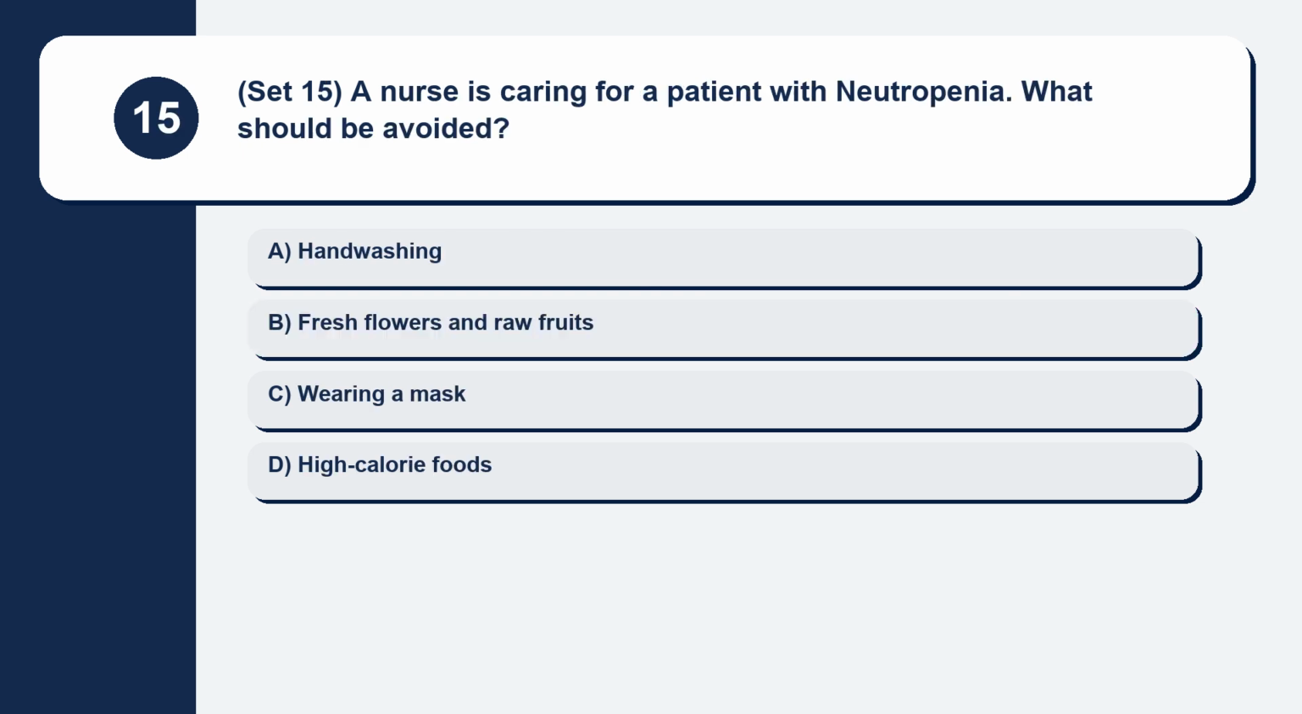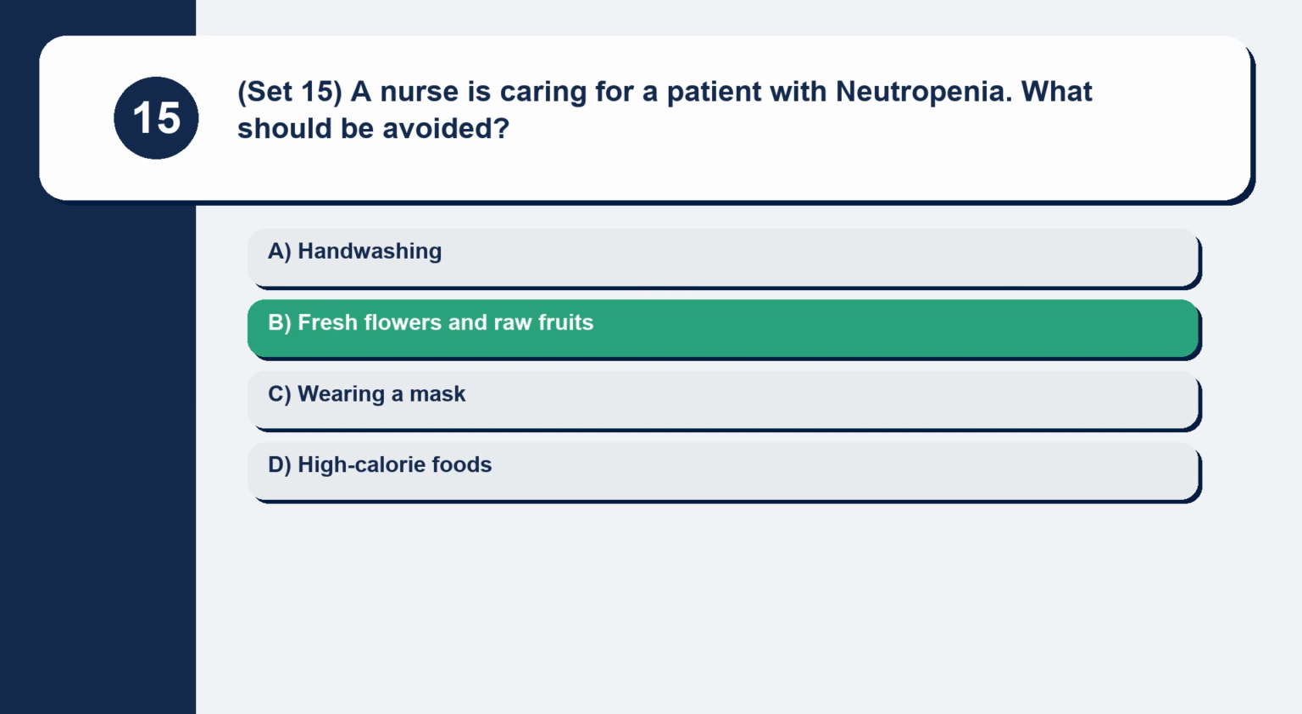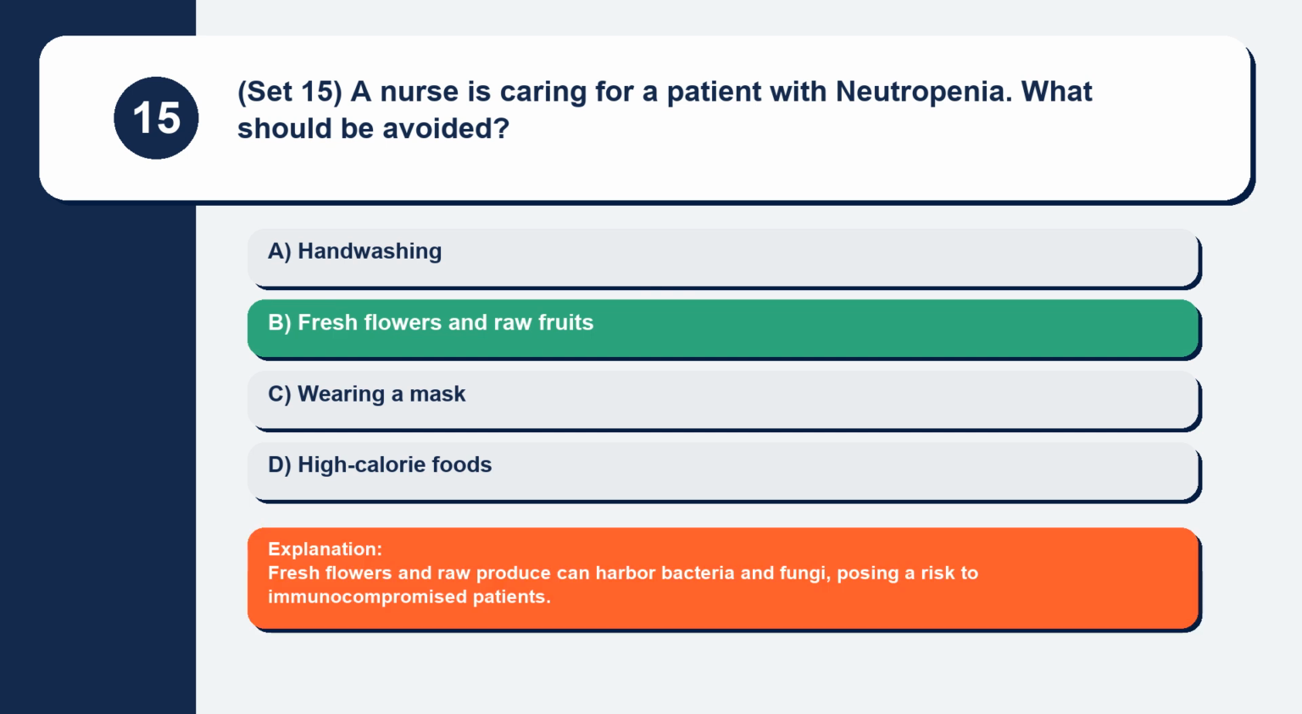Question 15. Set 15. A nurse is caring for a patient with neutropenia. What should be avoided? Hand washing, fresh flowers and raw fruits, wearing a mask, high-calorie foods. Fresh flowers and raw produce can harbor bacteria and fungi, posing a risk to immunocompromised patients.